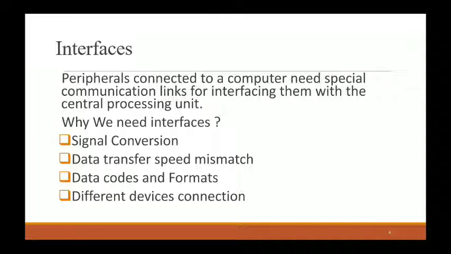Then there is a need of data code and format conversion. Suppose our keyboard is using 8-bit format to represent a character, but the CPU is processing data in 32-bit units. Then there should be some unit which will be converting this 8-bit data to 32-bit data before being processed by our CPU. So we need data codes and format conversion also.